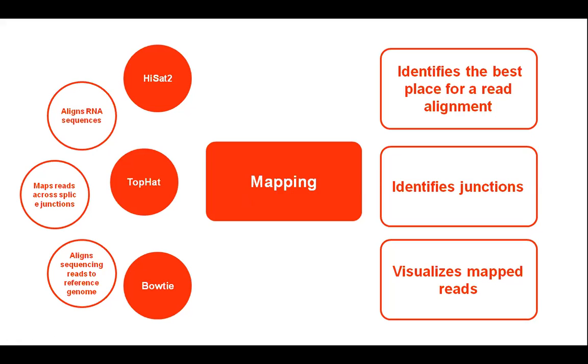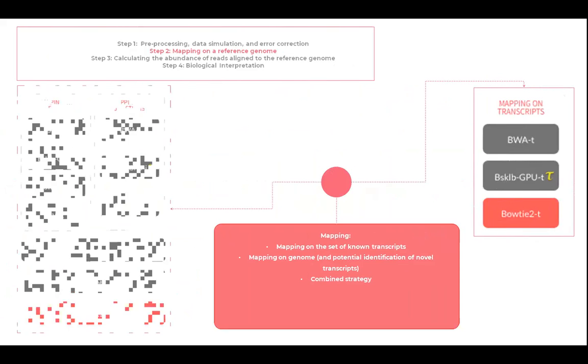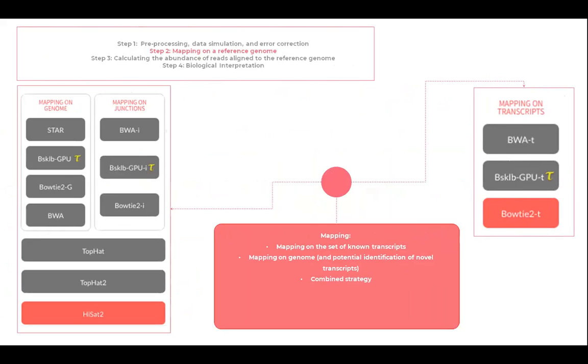There are several methods available for mapping. We can either map on a full genome and then manually detect the alternative splicing. We can also use a known set of transcripts from the available GTF files, and then we have different algorithms like HISAT, TopHat and Bowtie. Now let's understand these algorithms one by one.